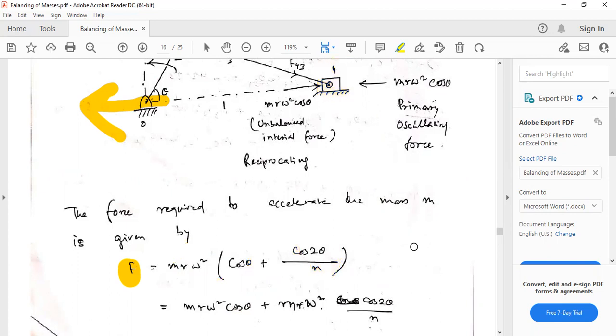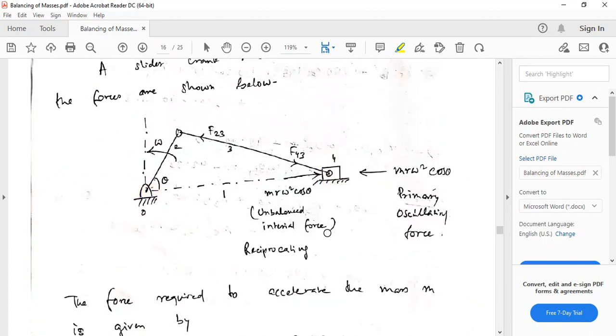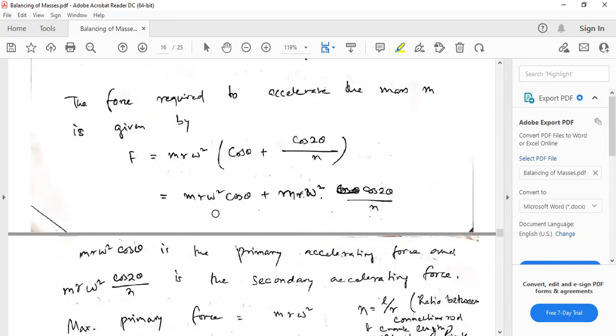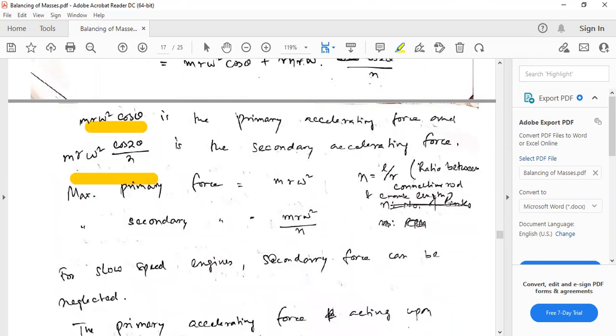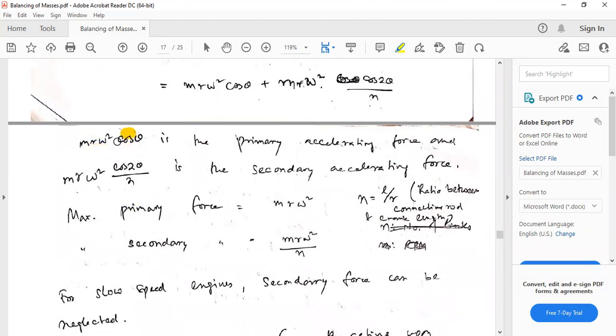When we combine them together, this is the total oscillating force that causes the oscillation of this slider. So it is m r omega square cos theta plus m r omega square cos 2 theta by n. You have seen that this is called the primary accelerating force, and this is called the secondary accelerating force, right? Now their values will be maximum when cos theta is 1.